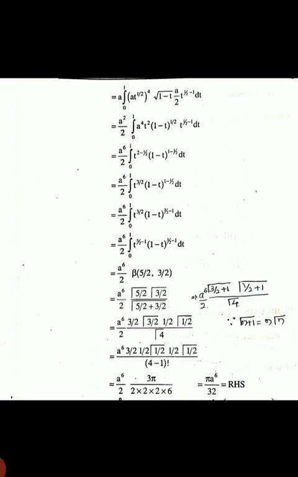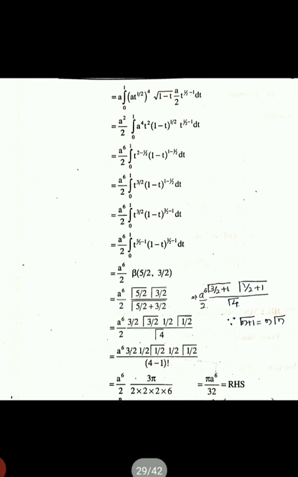Once again, t raised to 3 by 2, the power 3 by 2, can be rewritten in the form of m minus 1. That's why I am taking 5 by 2 minus 1. If you solve 5 by 2 minus 1, you get 3 by 2 again. So 3 by 2 can be rewritten as 5 by 2 minus 1. Then 1 minus t, the power 1 minus 1 by 2, what is it? It is 1 by 2. 1 by 2 can be rewritten in the form of 3 by 2 minus 1, because we have to replace it in the form of n minus 1, not 1 minus n.